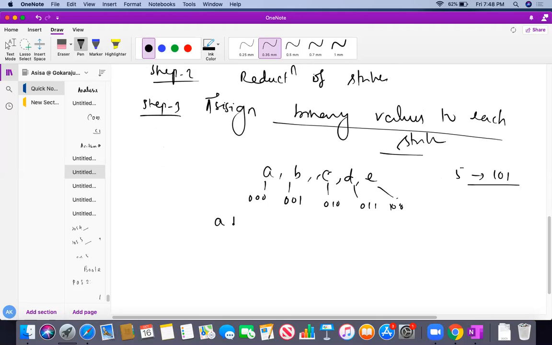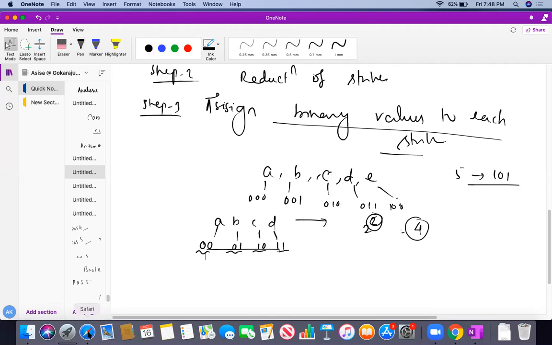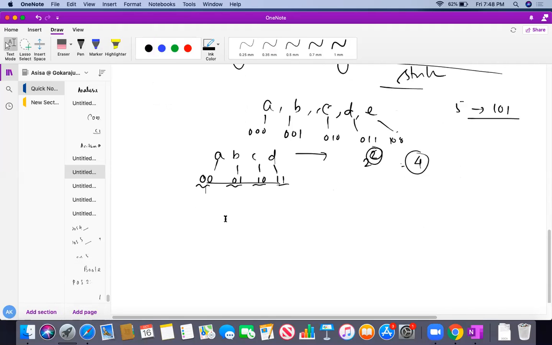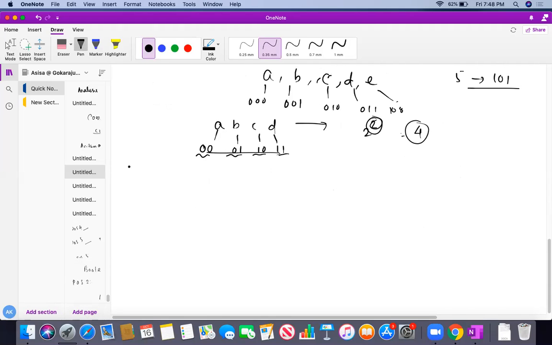Let's say it has 4 states A, B, C, D. So you can assign A as 0 0, B as 0 1, C as 1 0, D as 1 1. Because for 4 states we require 2 squared, so it is 4 states. So obviously we need 2 bits to represent those states in binary. That's why A, B, C, D are represented by the binary values 0 0, 0 1, 1 0, 1 1.